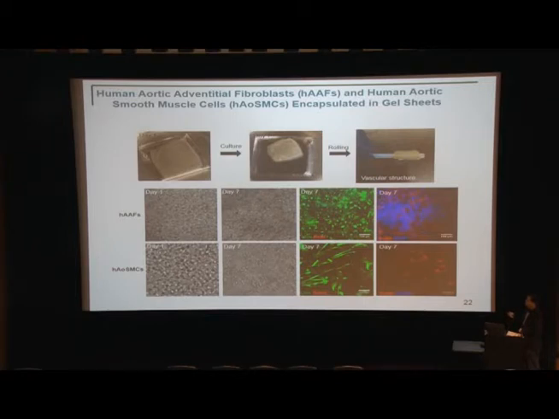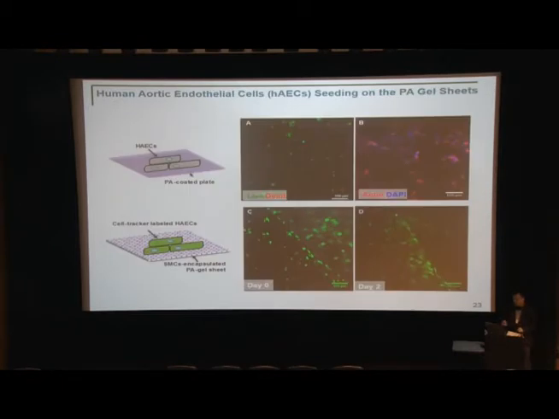A couple of preliminary data show that the smooth muscle cells and fibroblasts, within 7 days, fully spread and start producing extracellular matrix. So we can put them together and create this cylindrical vascular structure. At the same time, we can also seed the endothelial cells on the surface. This is on the nanomatrix coated surface, and this is on the smooth encapsulated gel, and the endothelial cells become confluent and grow very uniformly.